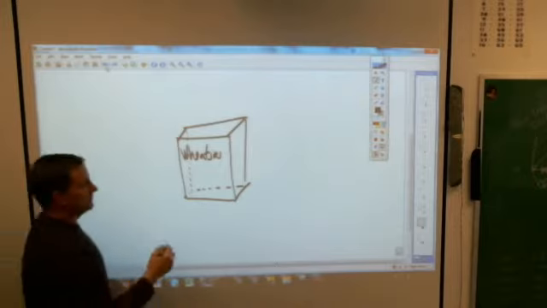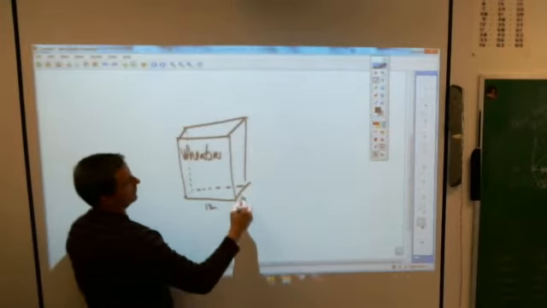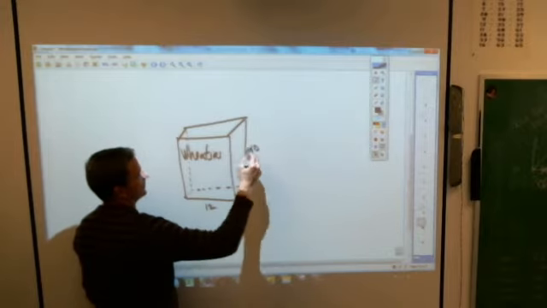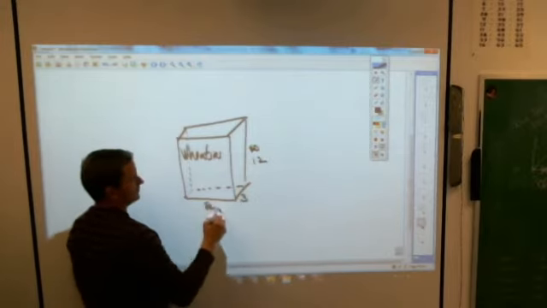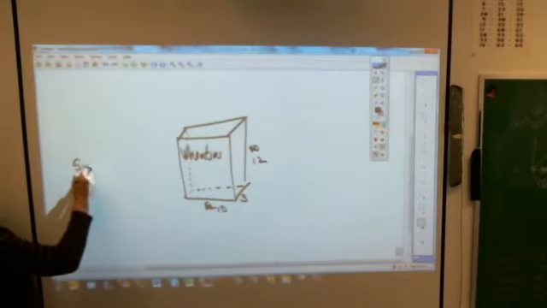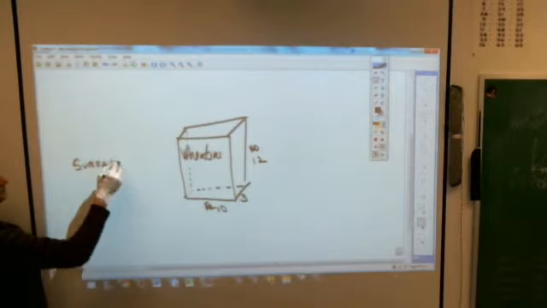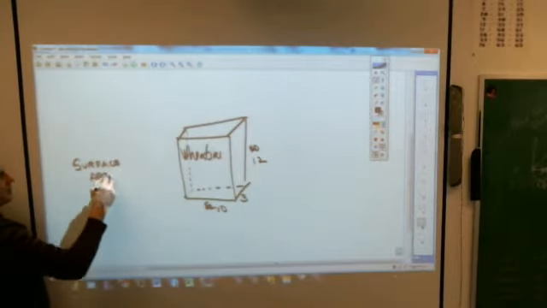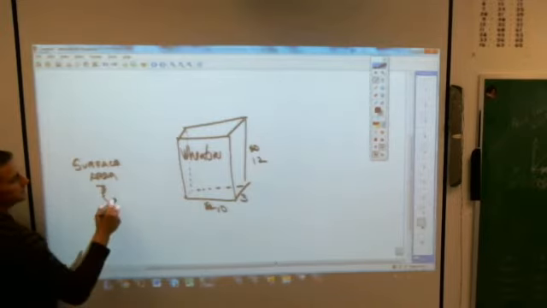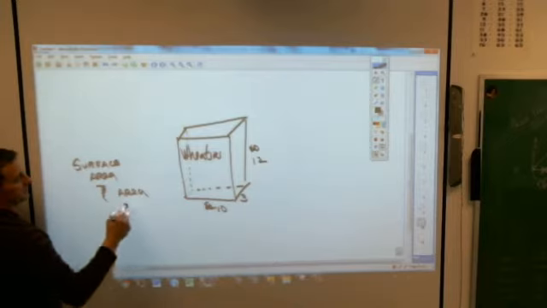Let's say this is a cereal box. Maybe this is 12 inches by 3 inches by 10 inches. You would have to find what we call its surface area. And surface area means the area of all the sides added together.